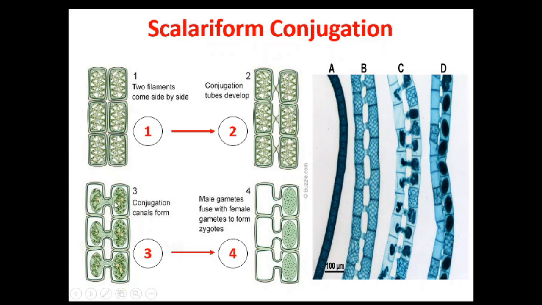Now the next step after formation of the conjugation channels. After the conjugation channels form, the contents of the cells shrink to form masses. So the contents of all cells shrink to form masses. Here you can see the cellular contents have shrunk to form masses. This occurs in all cells. This is the next step after formation of the conjugation channels.